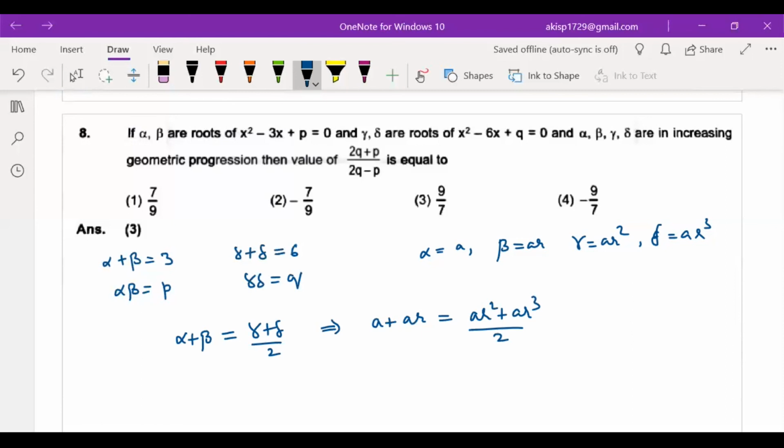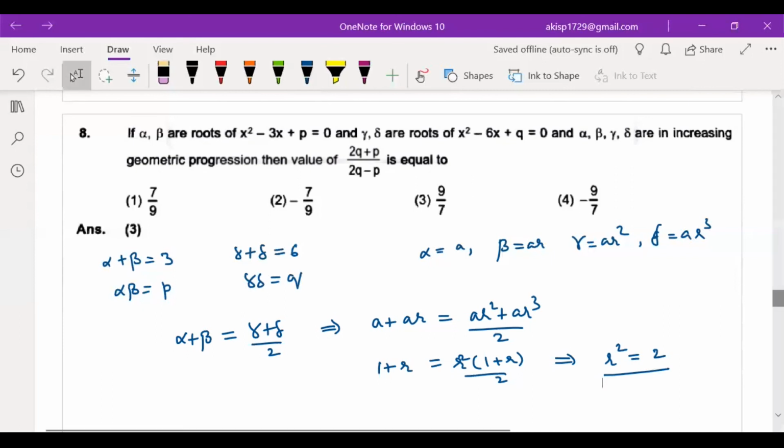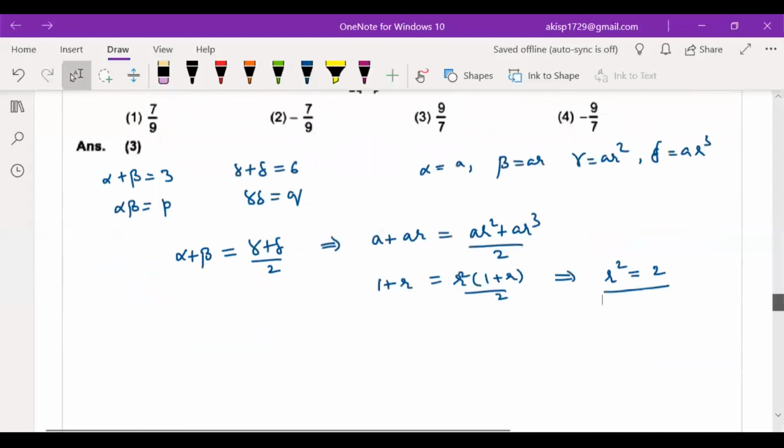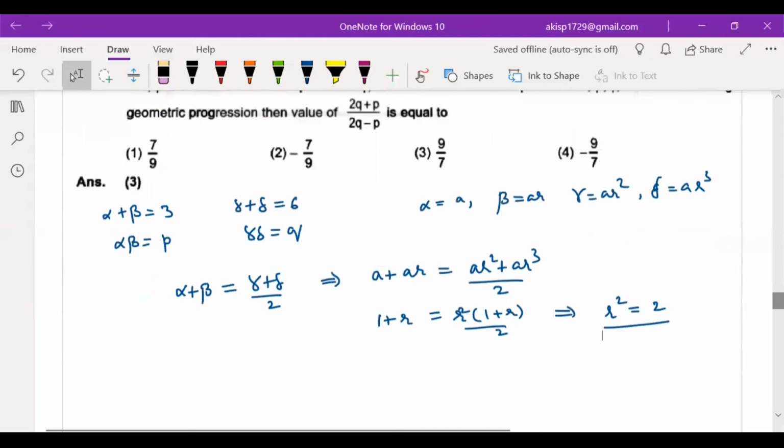So if I cancel out A, I see 1 plus R is equal to, I can again take R square out from here, R square times 1 plus R by 2. So this is going to imply that R square is nothing but 2, because 1 plus R will cancel out, otherwise R will be equal to minus 1, which is not possible. So R square is 2. Once I have R square as 2, all I have to do is substitute the value of R square in the expression for 2q plus p by 2q minus p.